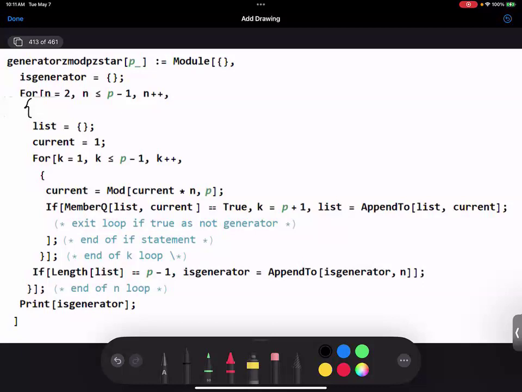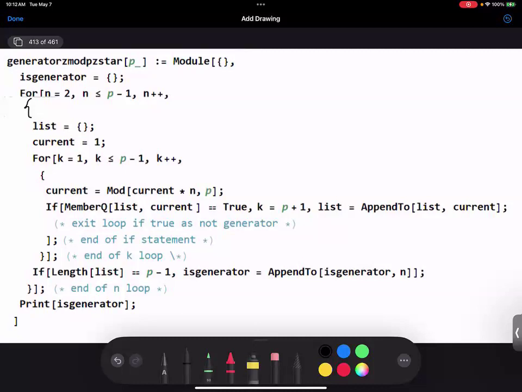So what this is going to do is find all the generators of the cyclic group Z mod PZ star for various choices of primes. So the P is the prime input. Is generator is initialized to be empty. It's the list where we're going to store the numbers that are the generators. And then I'm going to have n go from 2 to p minus 1.